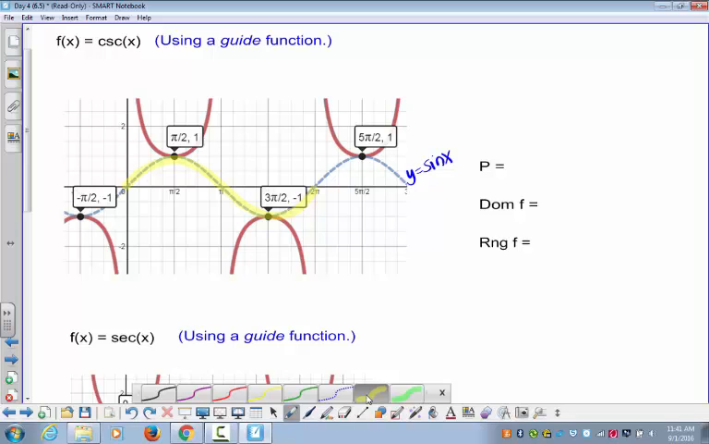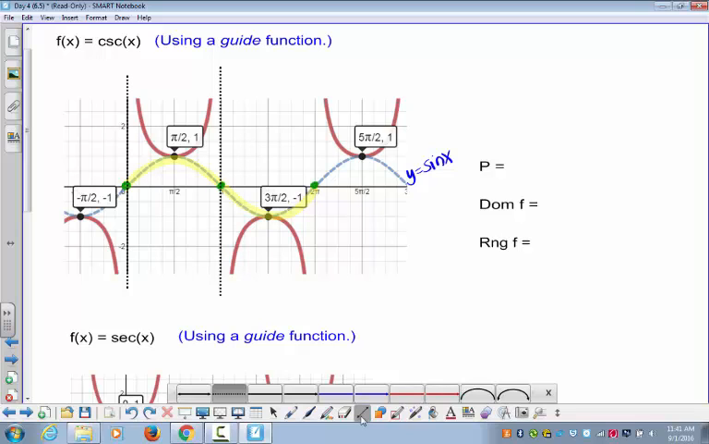Cosecant is the reciprocal of sine. So let's take a look. Right here, let's look at these points right there first. What is the value of sine for all three of those? 0. The value of sine is 0 for 0, pi, and 2 pi. And when you take the reciprocal of 0, you get undefined. So to graph cosecant, the first thing we do is graph our three asymptotes. Because wherever sine is 0, cosecant's undefined.